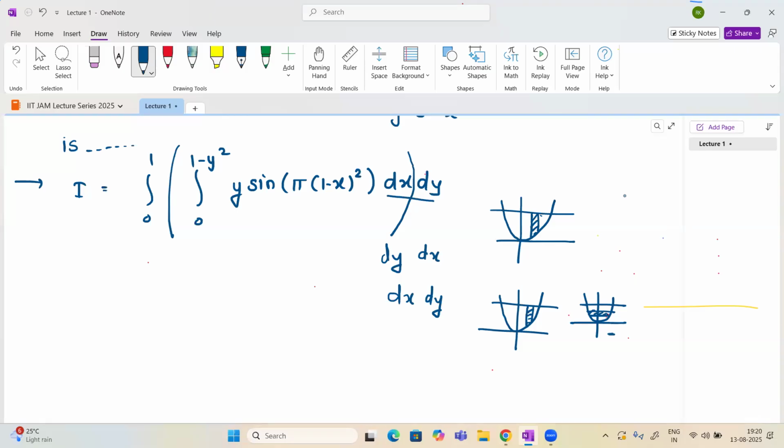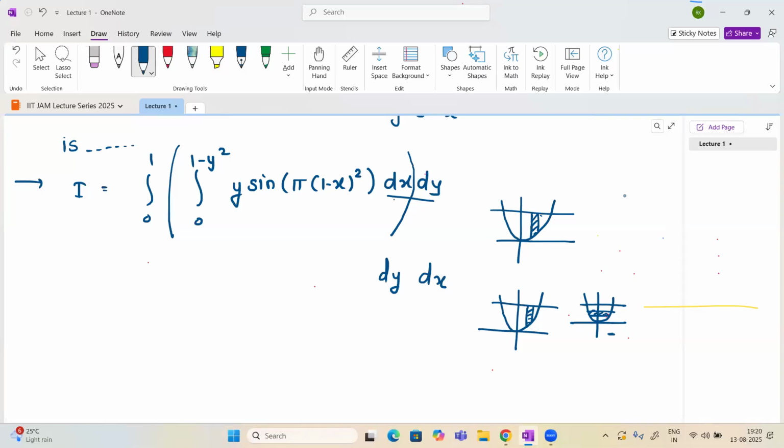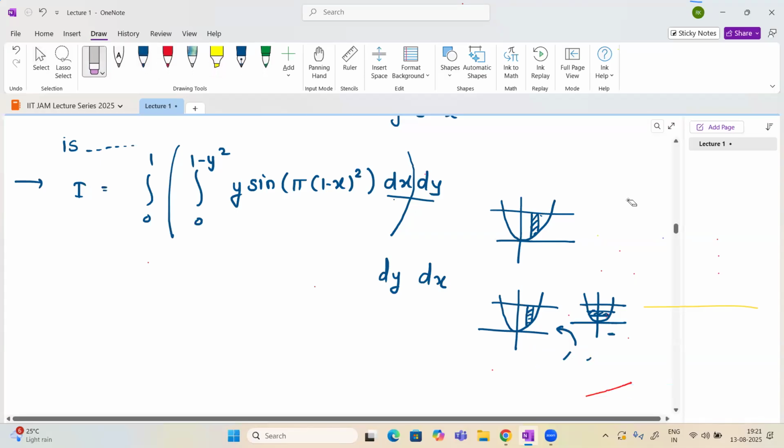So here we have dx dy. That means the strip is parallel to the x-axis, since the inner integration is with respect to x. And we have to change the order. It means we want dy inside and dx outside. That means we have to rotate this strip. The original strip is parallel to the x-axis. We have to rotate it and draw a strip parallel to the y-axis. Have you understood the meaning of changing the order of integration?